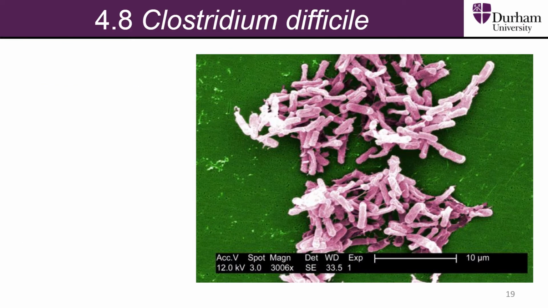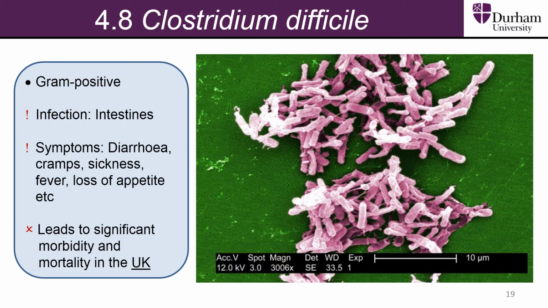Clostridium difficile infects the intestines, causing symptoms such as diarrhea, cramps, vomiting, fever, and loss of appetite. In the UK, treatment can cost up to £10,000 per case, and in 2012, over 1,600 people were reported to have died as a result of C. difficile infection.